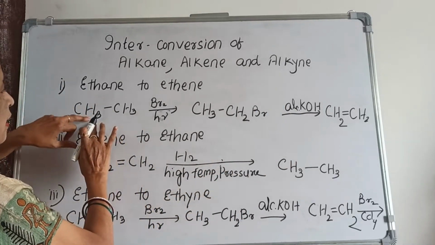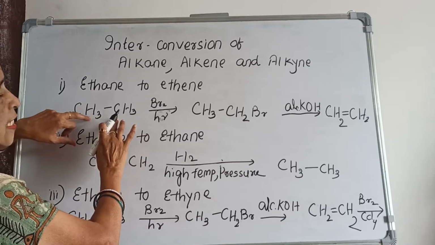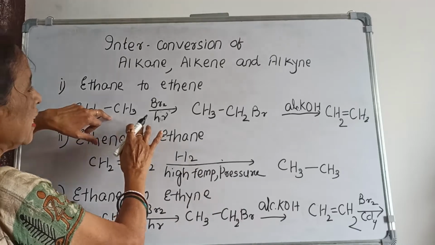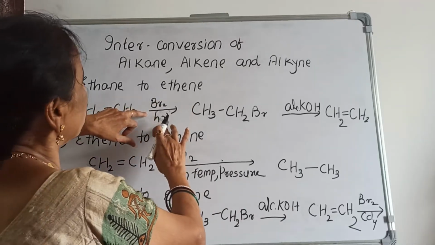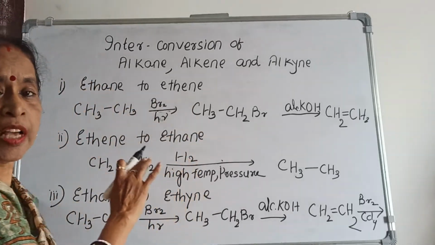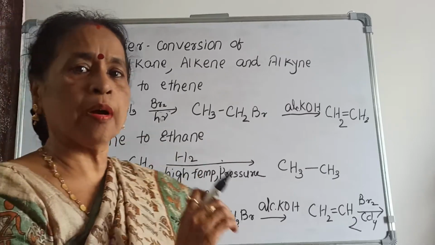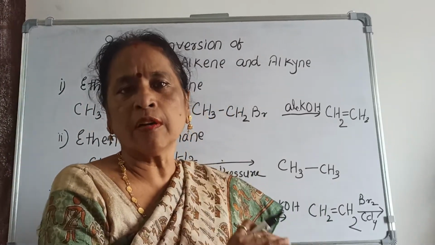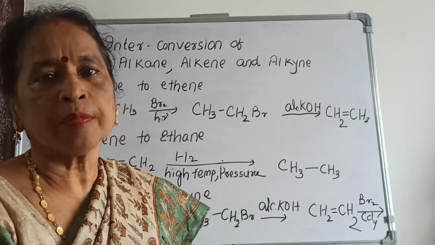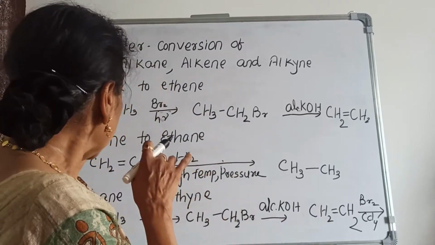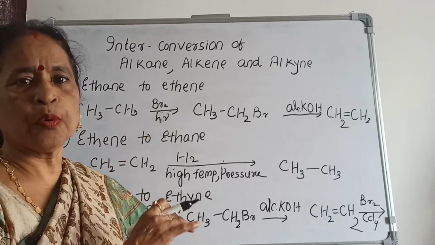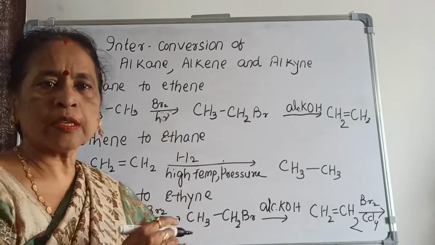That means ethane, the structure is CH3CH3 and the formula is C2H6, and here in presence of bromine and sunlight. We should remember the main chemical properties involved in the conversion of the compounds. We should remember ethane or alkane when reacted with bromine in presence of sunlight.